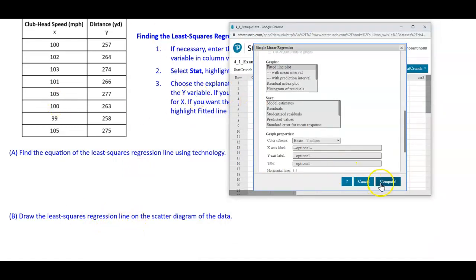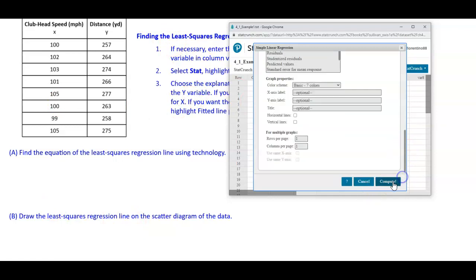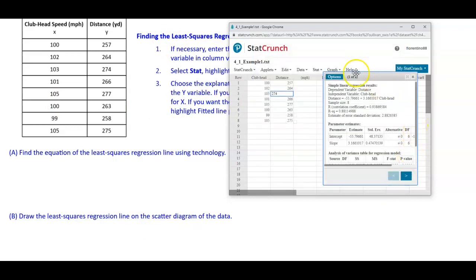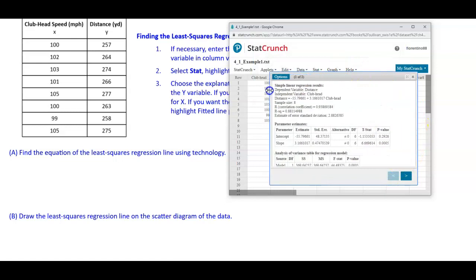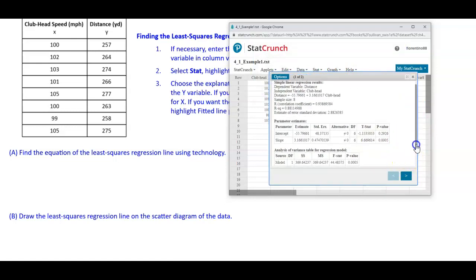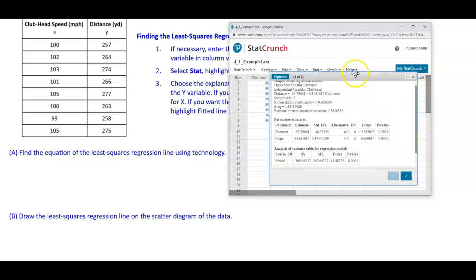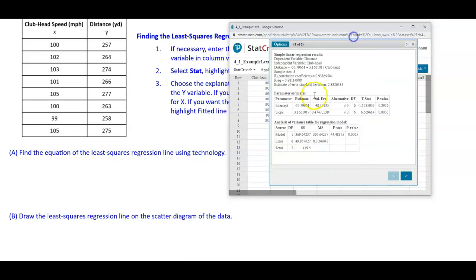So the first thing we're going to do is going to go ahead and select compute. Okay, and so when we select compute, I'm going to take this data and I'm going to copy it. Okay, so that we have everything in here. Okay, so let me make sure that we can see all this information.